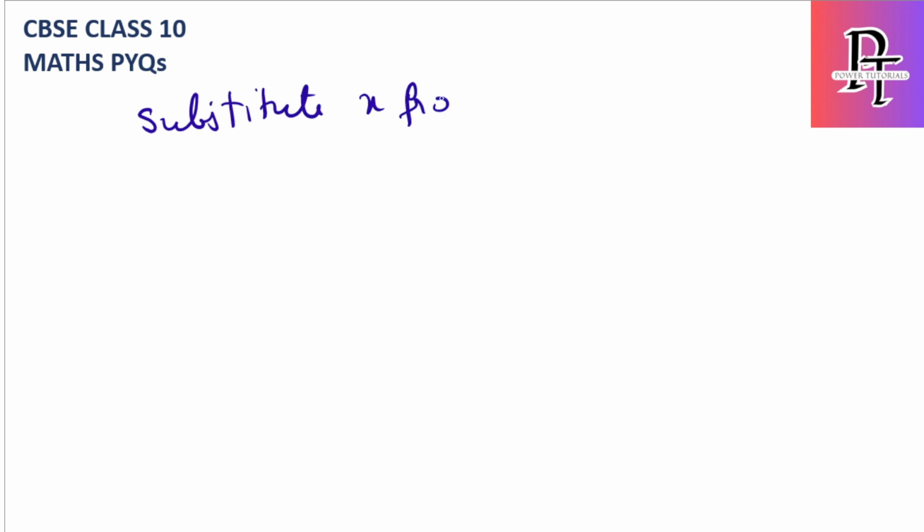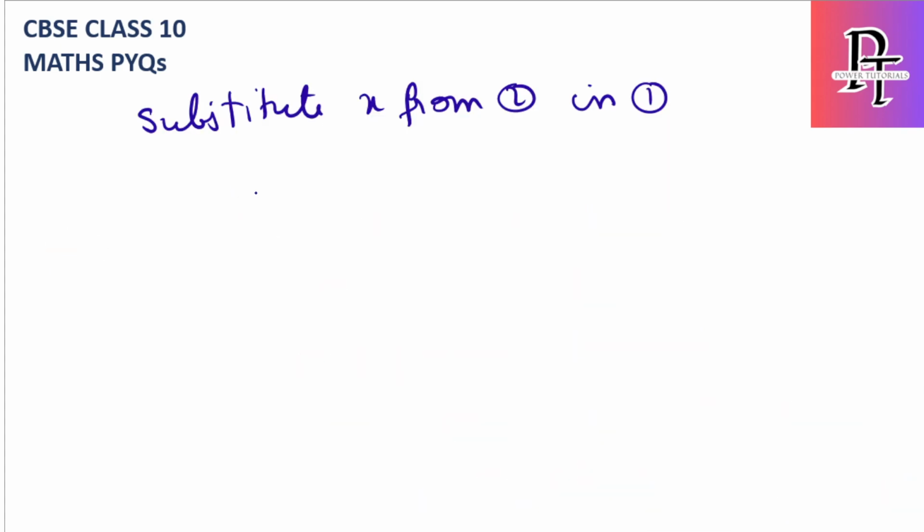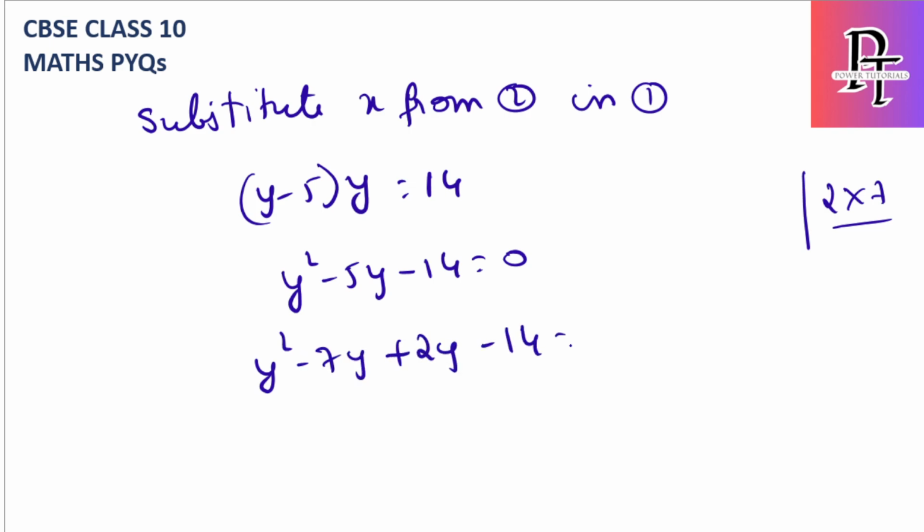Substitute x from 2 in 1. So what will it now become? y minus 5 into y is equal to 14. So this will be y square minus 5y minus 14 is equal to 0. So 14 factors as 2 into 7. This is enough, because minus 7 plus 2 will become minus 5. Minus 7y plus 2y minus 14 is equal to 0.